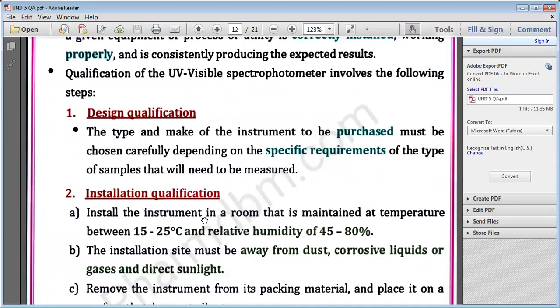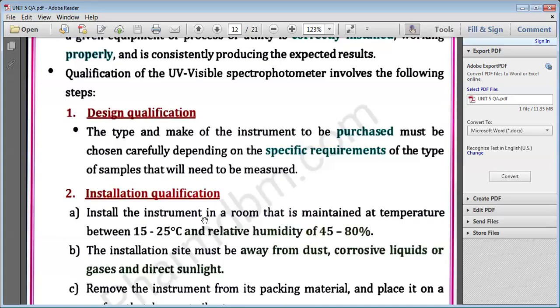The type, make, and model of the instrument to be purchased must be chosen very carefully depending upon the specific requirements and the type of sample that will need to be measured. For example, if we need a double beam UV spectrophotometer, where samples can be scanned simultaneously and at the same time blanking can be done in parallel, then for that special requirement we need to purchase a double beam UV visible spectrophotometer. Thereby the design is a double beam UV visible spectrophotometer.